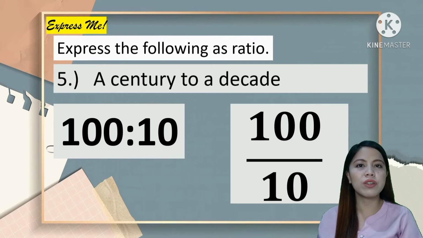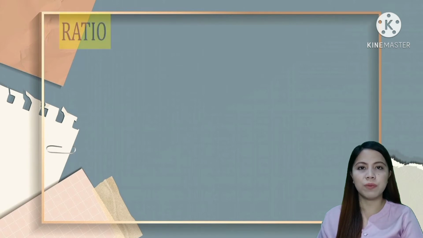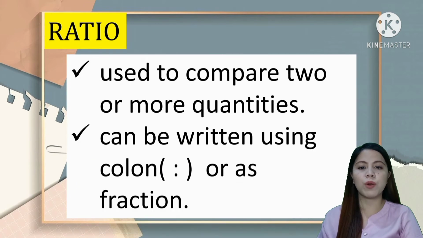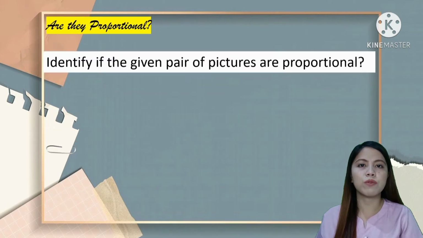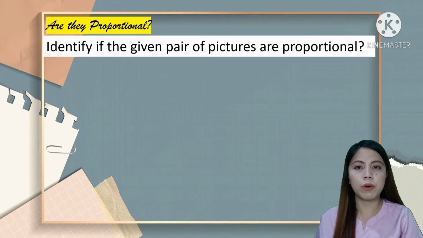Do you have any question regarding our activity? None so far. Again, who can define ratio? Ratio is used to compare two or more quantities, and it can be written using colon or as a fraction. Since you have no question about the last activity, let us have another activity. This activity is entitled Are They Proportional? Let me read the instruction first. Identify if the given pair of pictures are proportional.